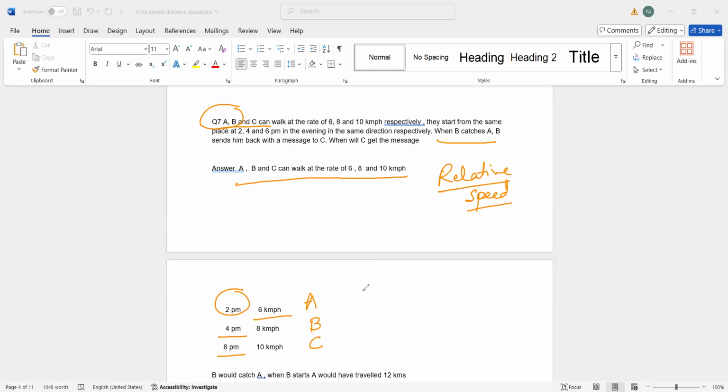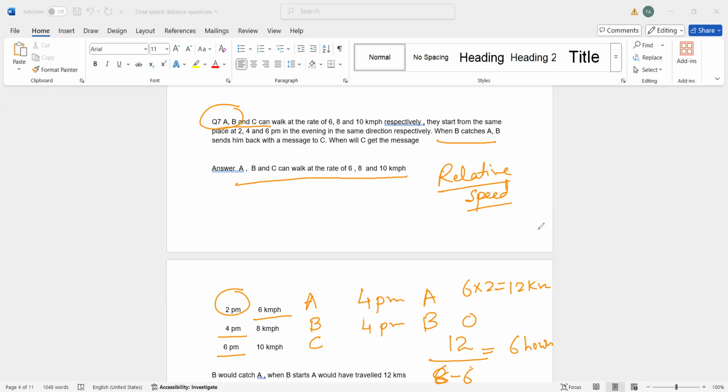That means that at 4 p.m., A must have traveled 6 into 2, 12 kilometers. Okay. And at 4 p.m., B is at 0. That means what B has to do is effectively catch up 12. And then what is the speed of B? 6, sorry, 8 minus 6. So it must take 6 hours for B to be able to catch up with A.